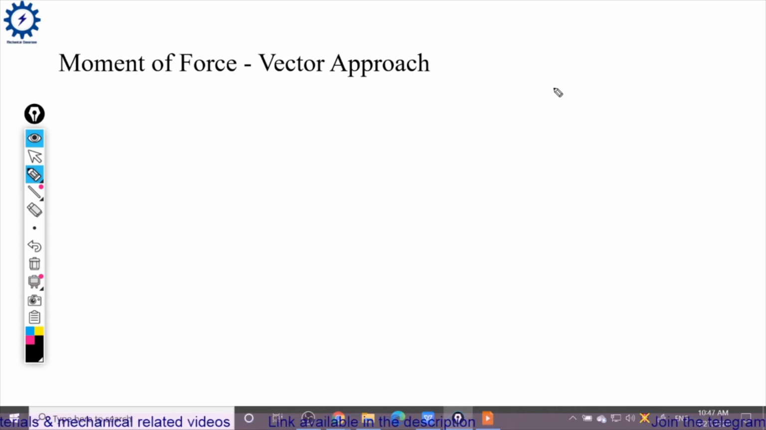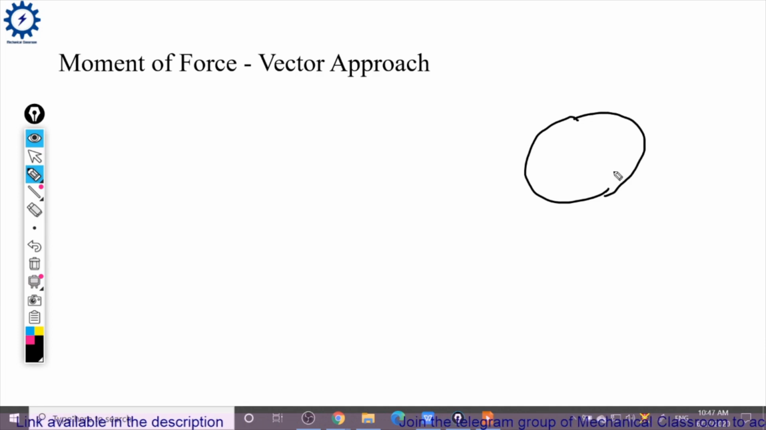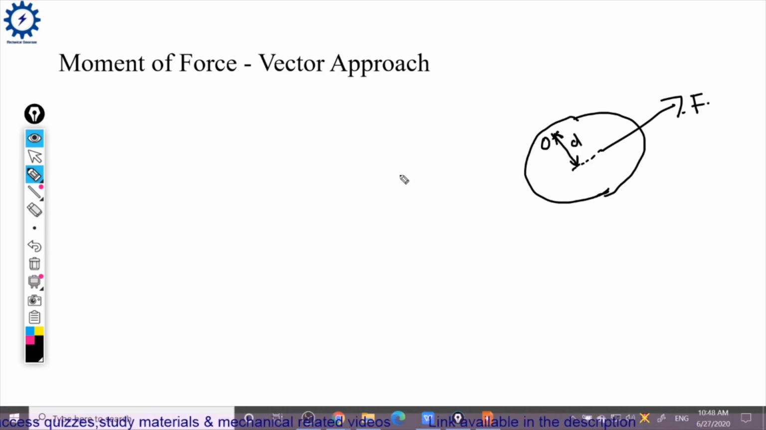In this class, we are going to study how to determine moment of force using vector approach. Okay. Now, let's consider first scalar approach. Consider an arbitrary body of arbitrary shape. Let force F be acting on it. Let O be our moment center. Let D be the perpendicular distance from the line of action of force to the moment center. So, according to scalar approach, we can write moment of force equal to force into perpendicular distance.